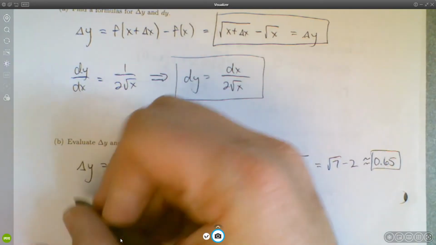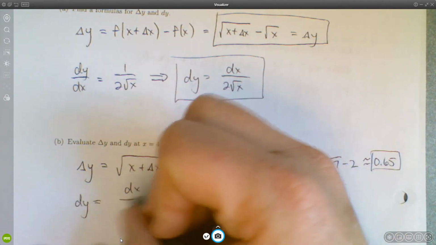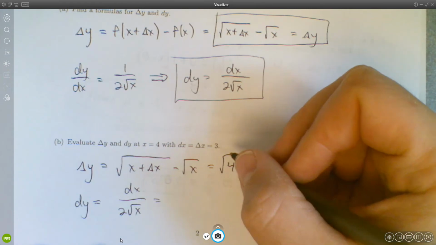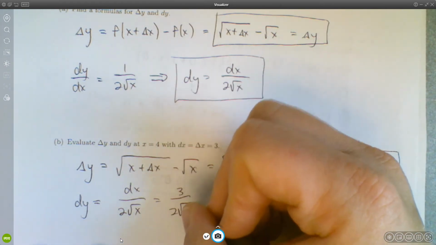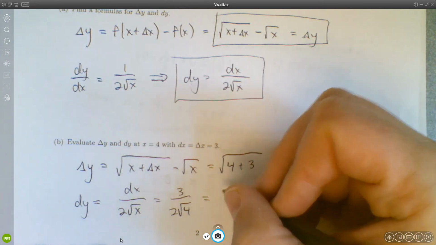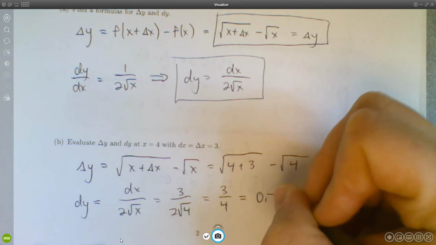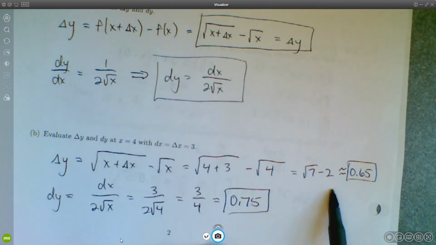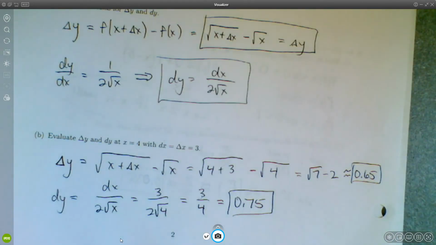Now let's find dy, right? dy is, we said, dx over 2 root x. When dx is 3, this is going to be 3 over 2 times the square root of 4. So that would be 3/4, or 0.75. Okay, so you can see that they're not the same thing. Okay, not the same thing. All right.